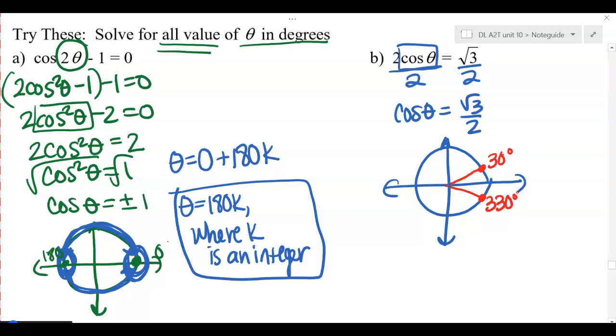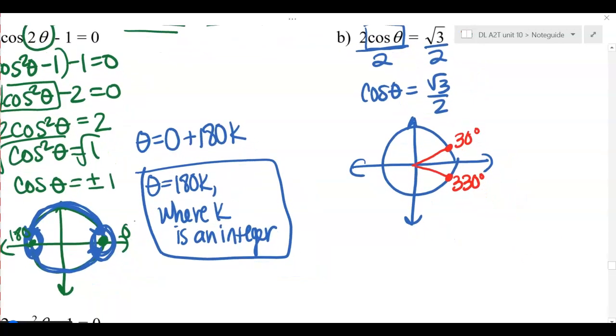330 degrees. Now, to me, this instance is different than the one we talked about previously in part A. I cannot write these two answers as one equation because from 330 to 30 degrees this way is only 60 degrees, but to go from 30 all the way back around to 330 is 300 degrees. Since they're not separated by equal amounts in both directions, I do need to write each answer separately.